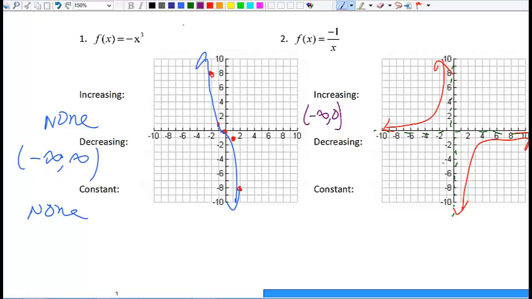Now after 0, what happens? The y values start almost at negative infinity, and they keep getting larger and larger till they approach here. So they're actually getting larger after 0 as well, which means nowhere is it decreasing and nowhere is it constant. Okay.